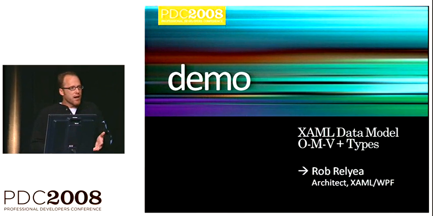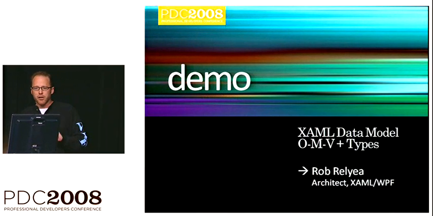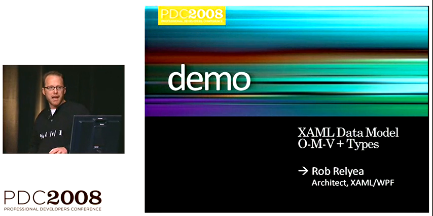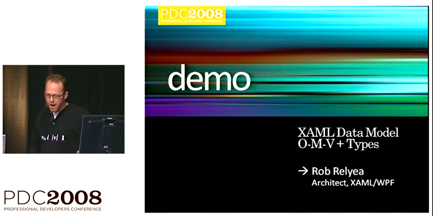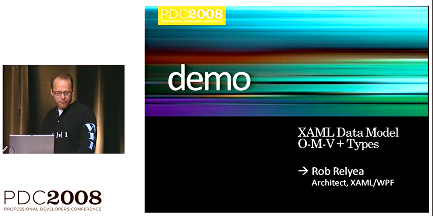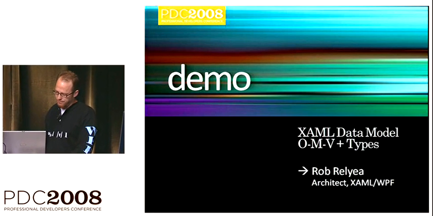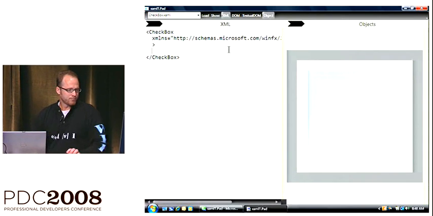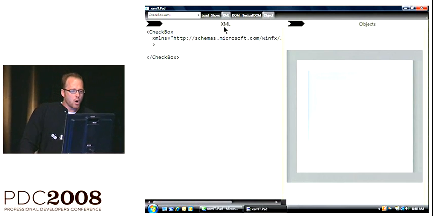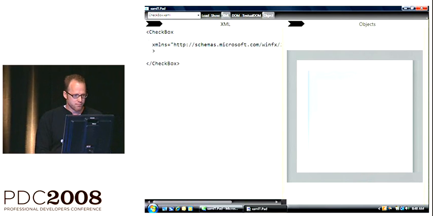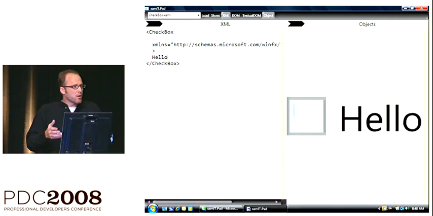I'm going to demonstrate the XAML data model for you in a XAML pad-like application. The XAML data model is OMV plus types. O is for objects. We have checkbox. That's representing an object. M is for members. We have members like the content.